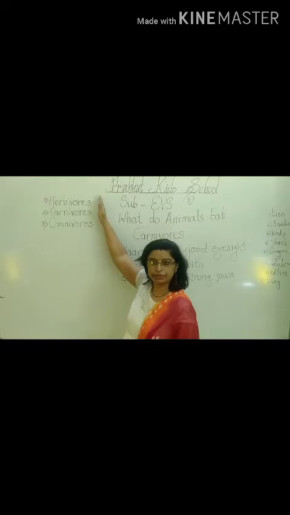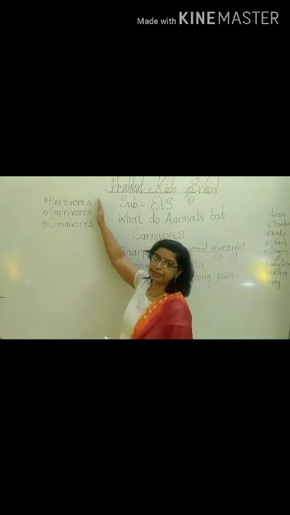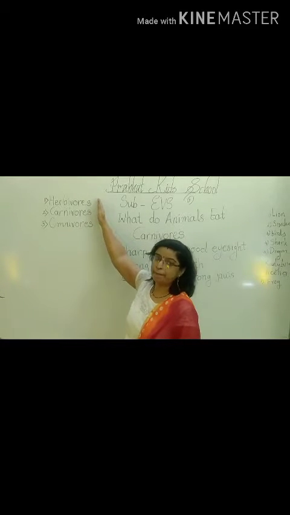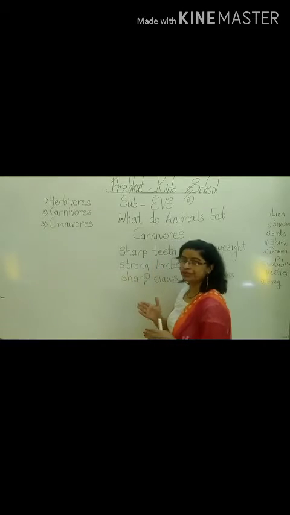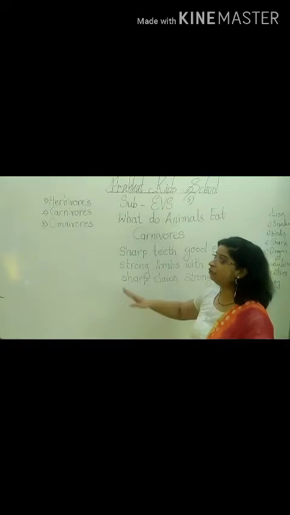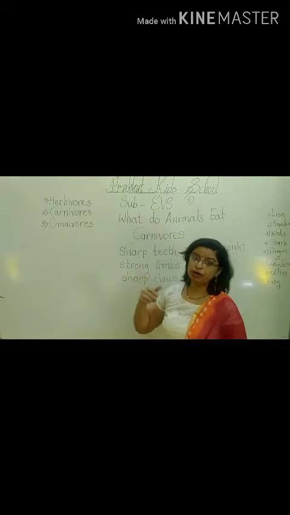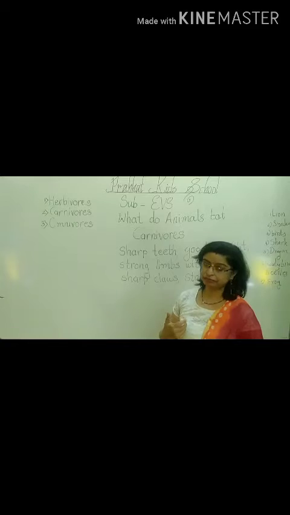What are herbivorous animals? How are their teeth? Which process do they follow? Herbivorous animals means they are plant eaters. Those animals eat plants or parts of plants. They are called herbivorous animals. Herbivorous animals have flat front teeth.